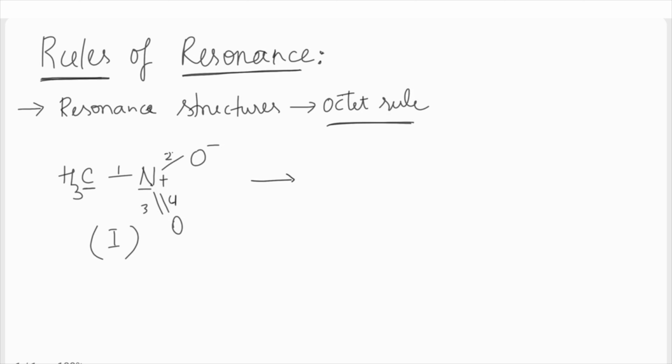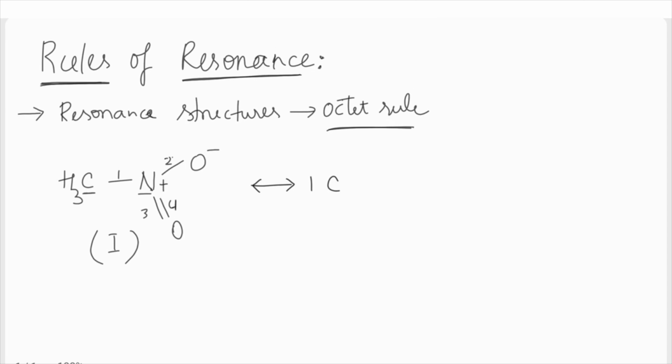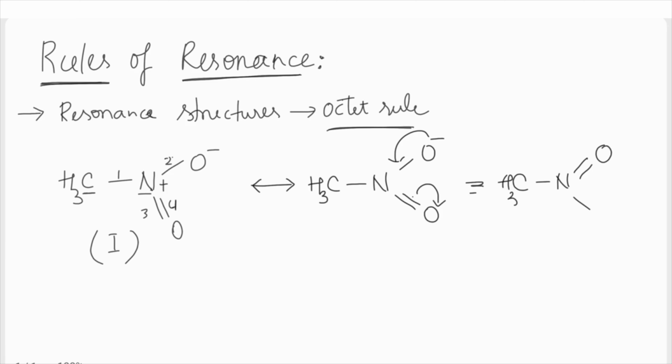Now the second canonical form of this structure could be CH3NO double bond O. What happens is this negative charge will shift towards this side and this charge shifts towards this side. So that results in CH3N double bond O, minus, plus on nitrogen.